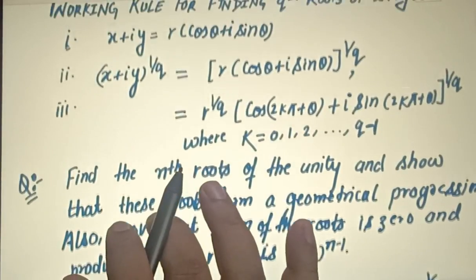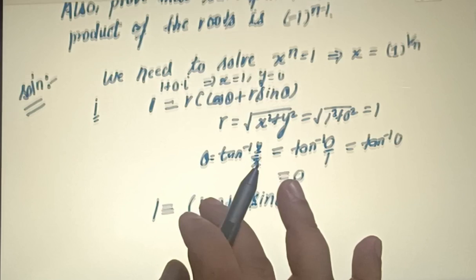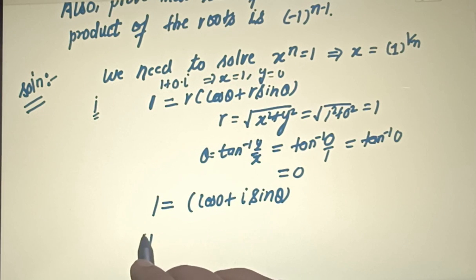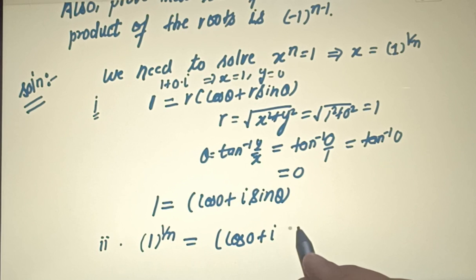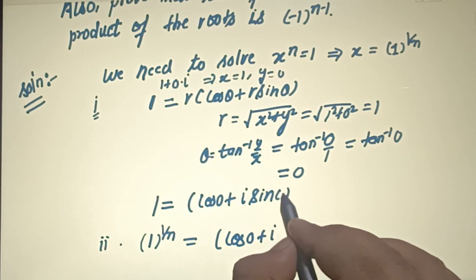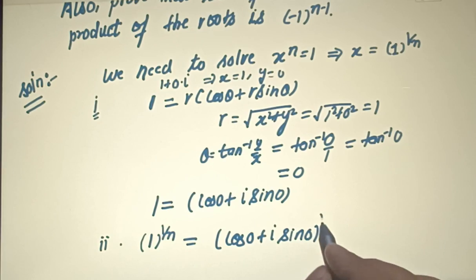Check it out. Just convert your given number into the polar form. Then you need to find the nth roots of the unity, in the second step. So it is cos 0 plus iota sine 0, to the whole power 1 by n.